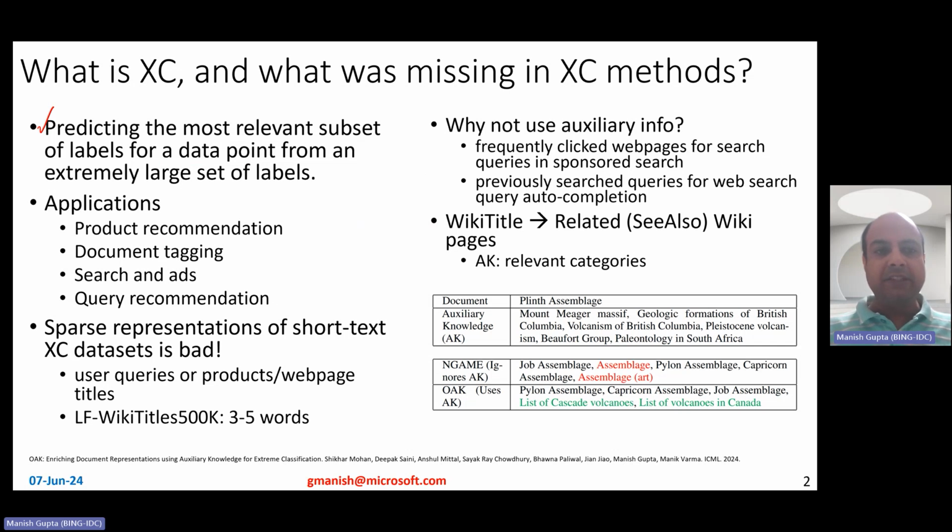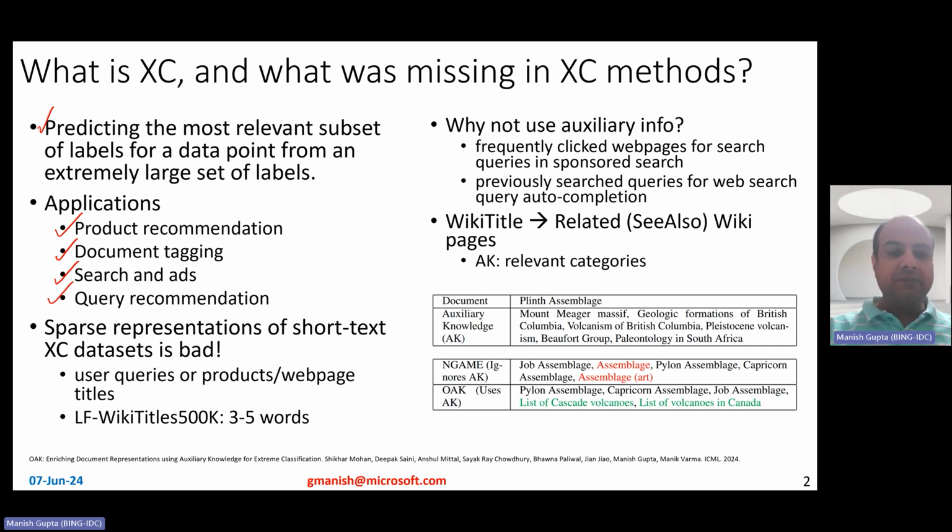For applications like product recommendation, document tagging, search and advertising, query recommendations, typically you have a multi-class classification problem where there are millions of classes. It's a multi-label multi-class classification problem, which means you have to choose a small subset of labels that are relevant from this extremely large set of labels. And that is what is called extreme classification.